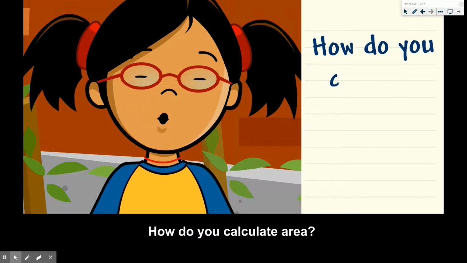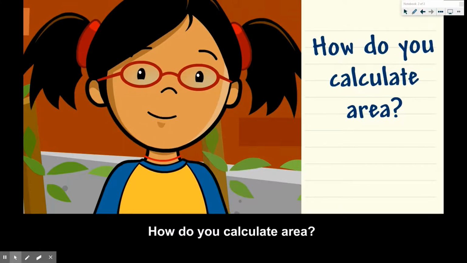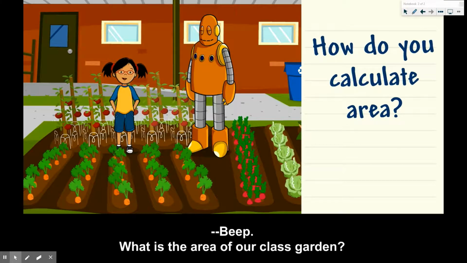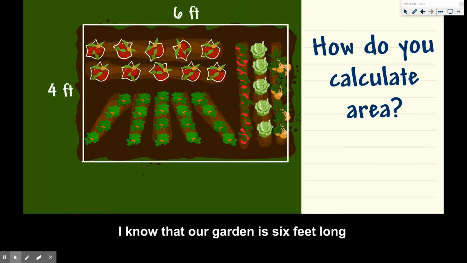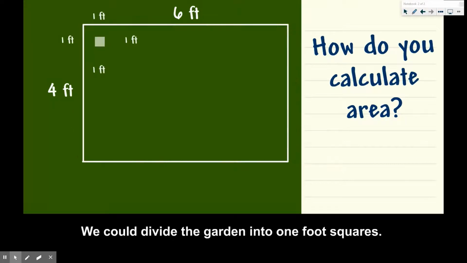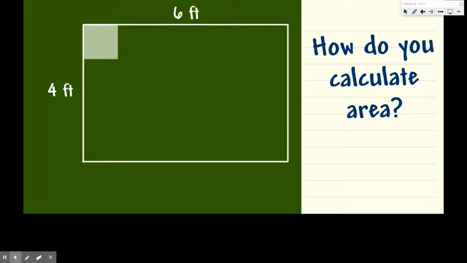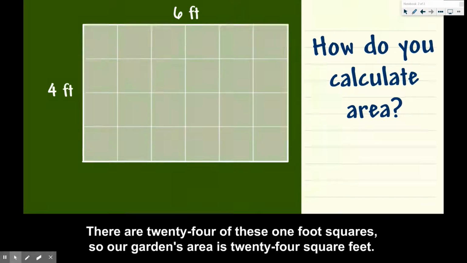How do you calculate area? What is the area of our class garden? I know that our garden is 6 feet long and 4 feet wide. We can divide the garden into 1-foot squares. There are 24 of these 1-foot squares, so our garden's area is 24 square feet.